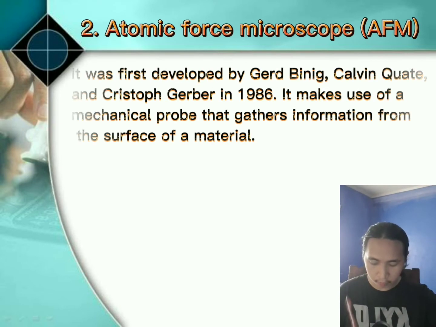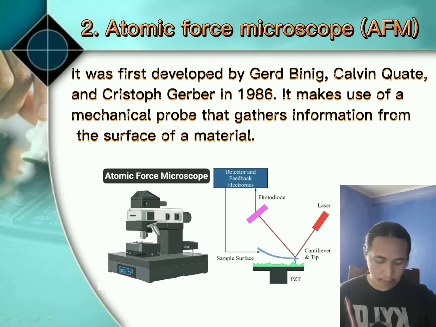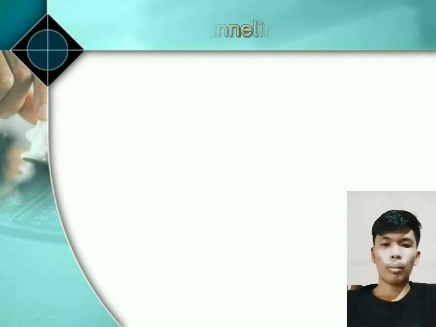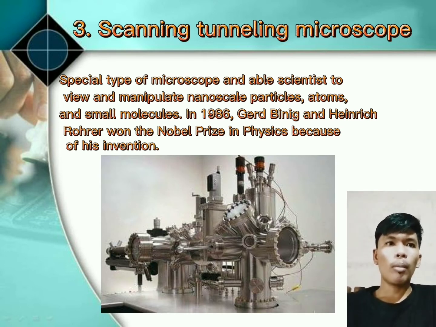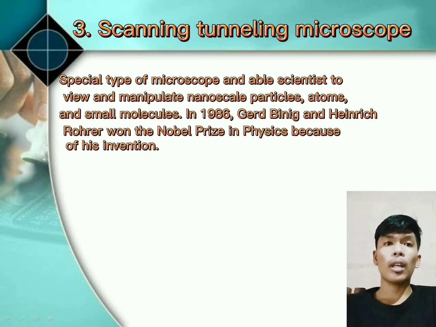Atomic force microscope. It was developed by Gerd Binnig, Calvin Quate, and Christoph Gerber in 1986. It makes use of a mechanical probe that gathers information from the surface of a material. Number 3. Scanning tunneling microscope. This special type of microscope enables scientists to view and manipulate nanoscale particles, atoms, and small molecules. In 1986, Gerd Binnig and Heinrich Rohrer won the Nobel Prize in Physics because of this invention.